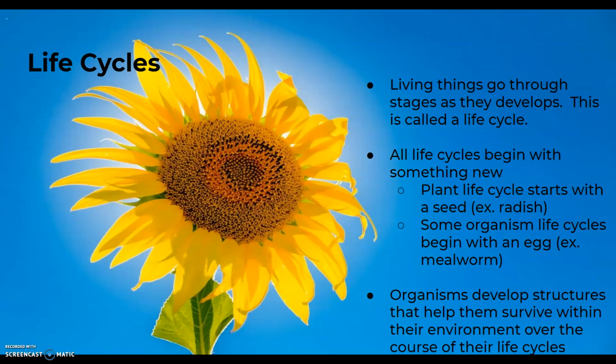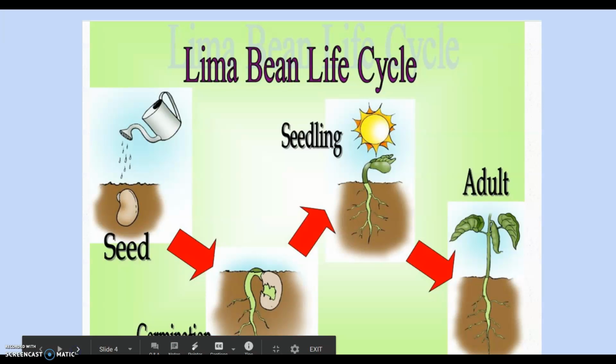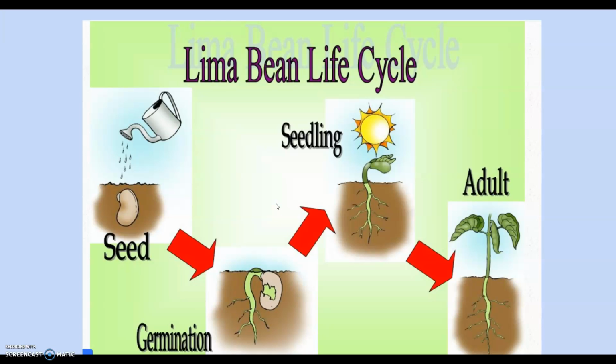Organisms generally start off as a basic structure and then develop more complex features to help them survive as they grow. In the case of plants, most start off as a seed, and then in the next stage of their lives begin to sprout or give off roots in a process called germination.